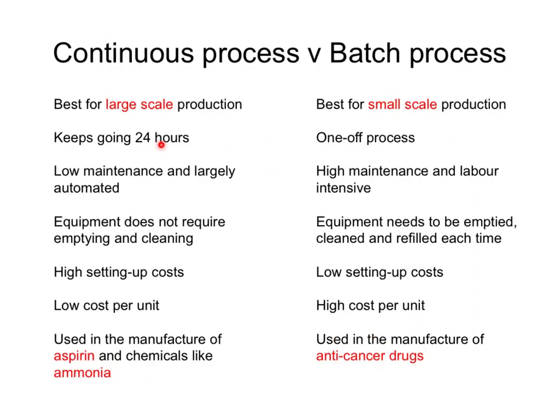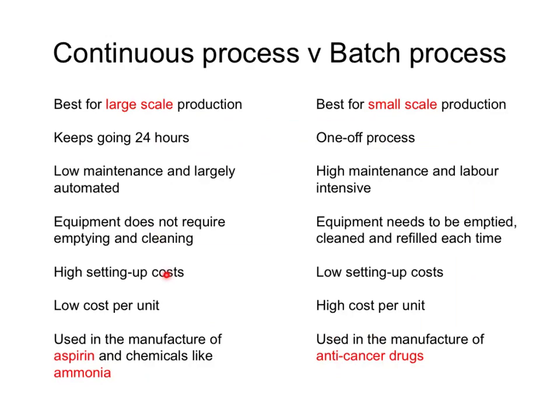Whereas the continuous process keeps going 24 hours and is low maintenance, largely automated and computerized, the batch process is a one-off process. It requires a high amount of maintenance and is labour intensive because the equipment needs to be monitored, emptied and cleaned and refilled each time, whereas the continuous process doesn't require emptying and cleaning, it just keeps going 24 hours. Now, the disadvantage, I suppose, of the continuous process is it's got very high setting up costs.